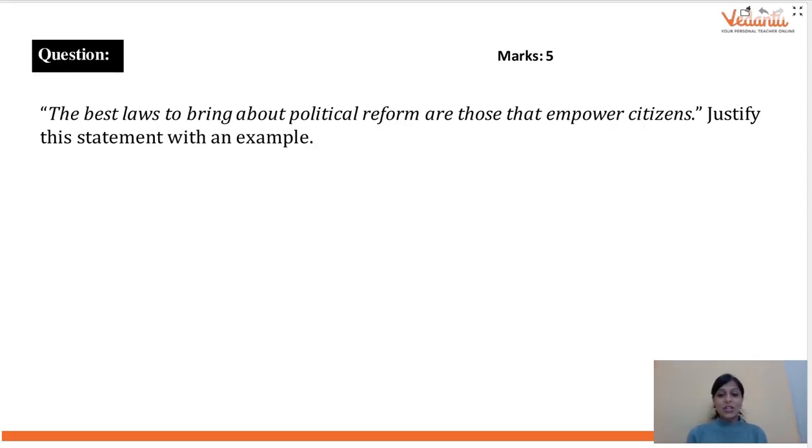Now the next question is, the best laws to bring about political reforms are those that empower the citizens. You have to justify this statement with an example. Okay, so the best laws bring about political reform. So when I talk about political reforms, that means the government is supposed to be legitimate. The government is supposed to be accountable. The best laws are those that empower citizens. You have to give suitable examples.